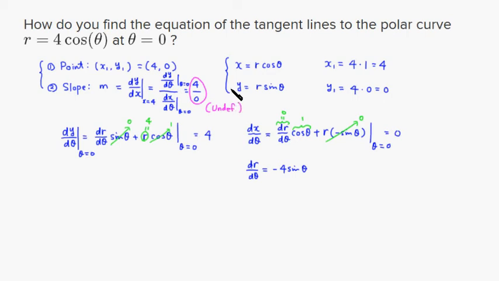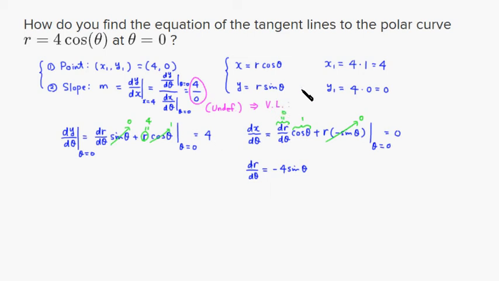Then what kind of line would have an undefined slope? We notice that this is going to be a vertical line. If you have a vertical line, then the slope would be undefined, because when you do rise over run, the run would be 0. So you have a 0 in the denominator, just like we have here. So this indicates that we're going to have a vertical tangent line.